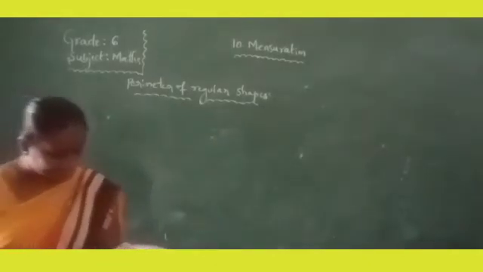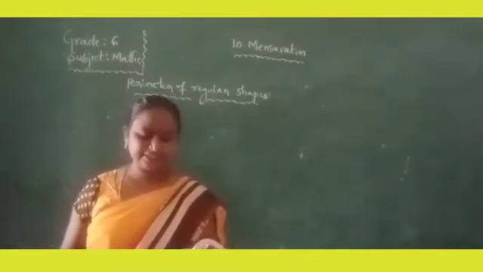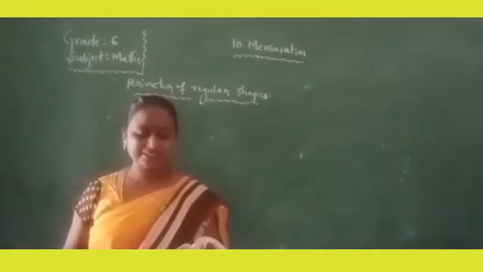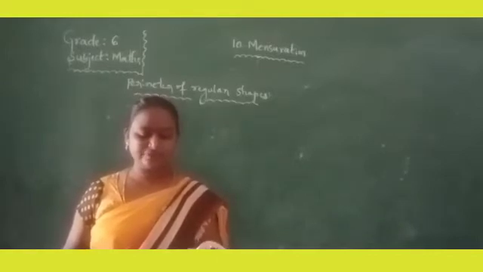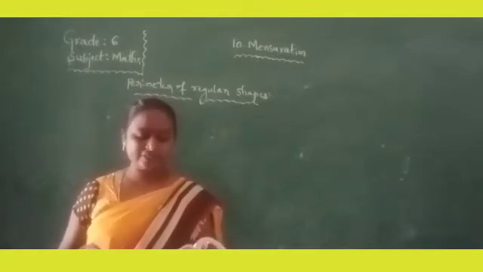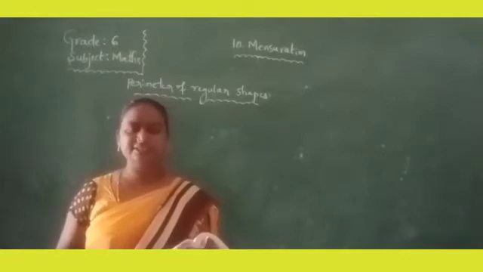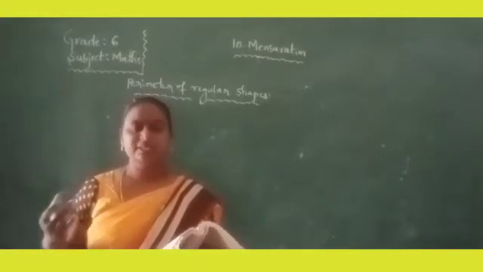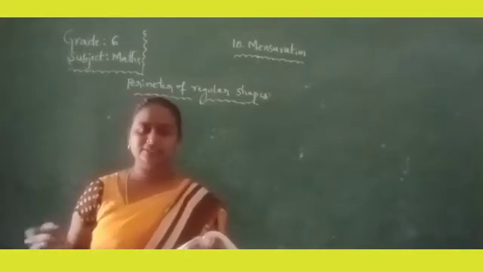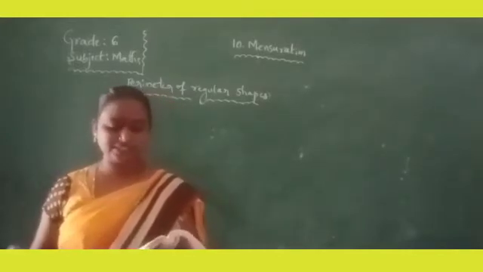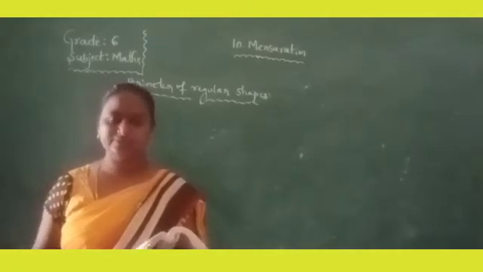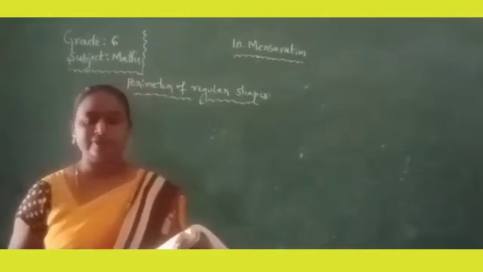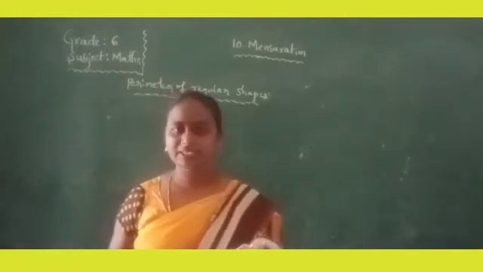Now take your textbook, page number 211, and try these problems. Find various objects from your surroundings which have regular shapes and find their perimeters. If you look in your house or your surroundings, there are some figures or objects that are regular shapes. So how do you find the perimeter of regular shapes?